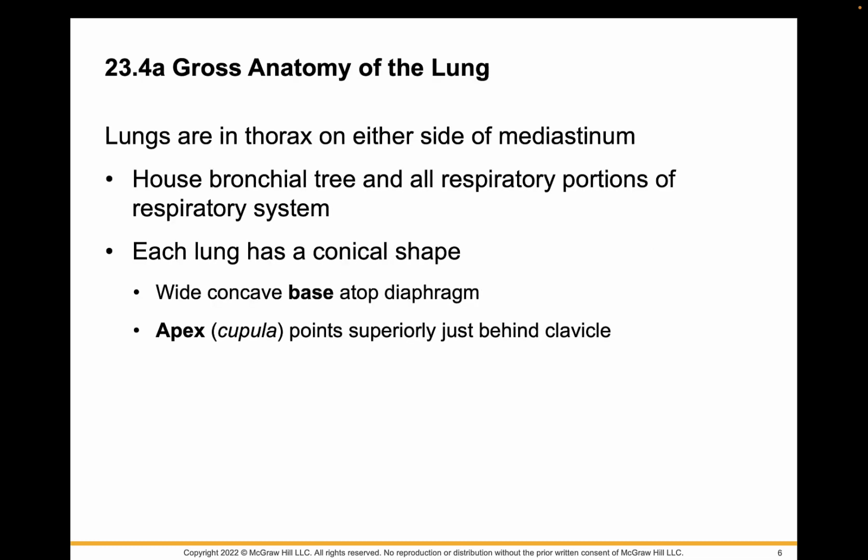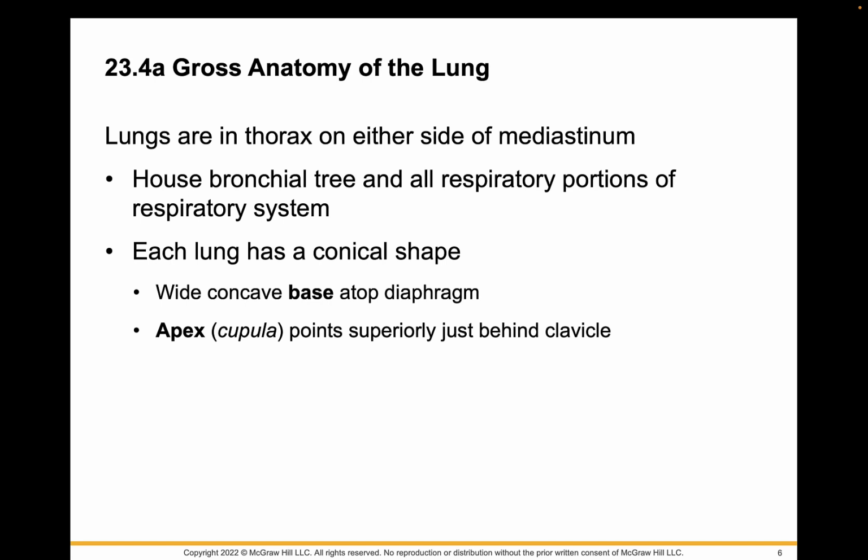We are now moving on to the lung itself as an organ. And when we look at the lungs, we find them in the thoracic cavity, and they are on either side of the mediastinum. Remember, that is the cavity where the heart is found. Within the lungs, we're going to find the bronchial tree and all the respiratory portions of the respiratory system. So the majority of the respiratory zone is found within the lungs themselves.